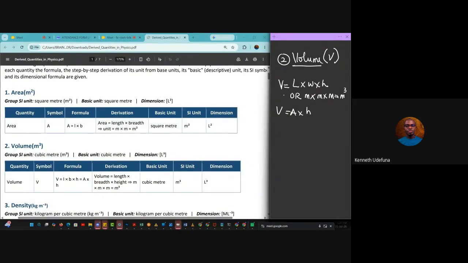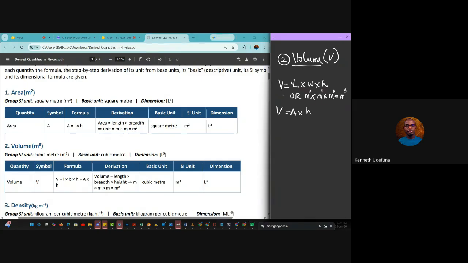I hope you know how I got this meter cube. Very simple. Remember that meter has an invisible power of 1. According to your law of indices, you have meter, meter, meter. I will choose one of the m and I'll add the powers to give me cube. So that is how I got that cube.